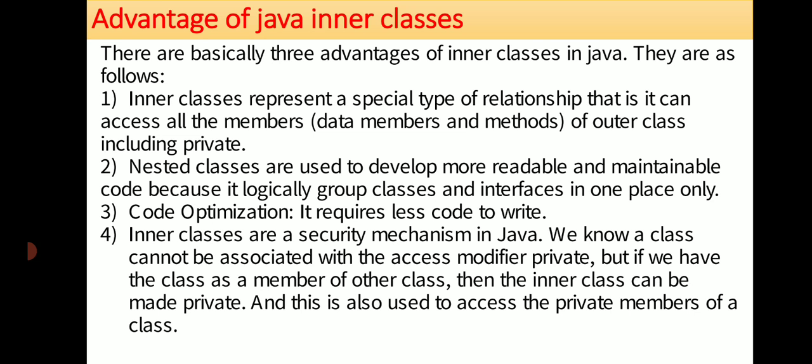Code optimization is possible because the inner class can access the outer class data members as well as methods. So definitely it will reduce the size of the code. And the fourth one, inner classes are used especially for security mechanism in Java. We know a class cannot be associated with the access modifier private. You know that if we make any class private, we cannot access it outside.